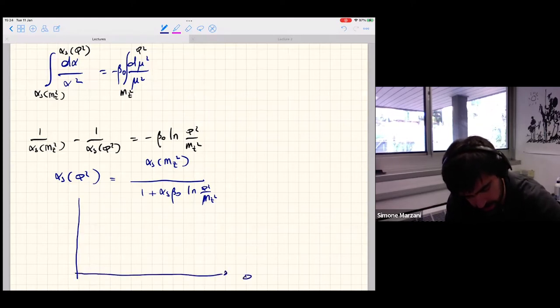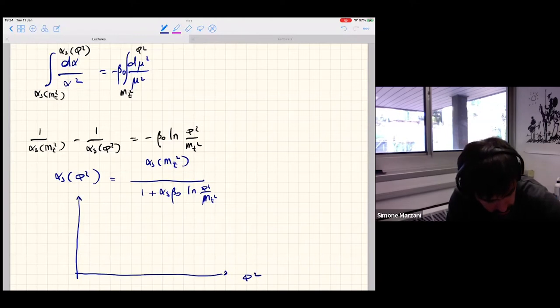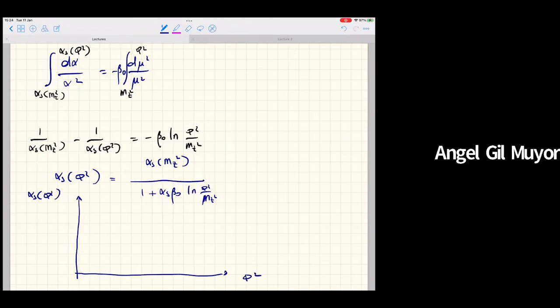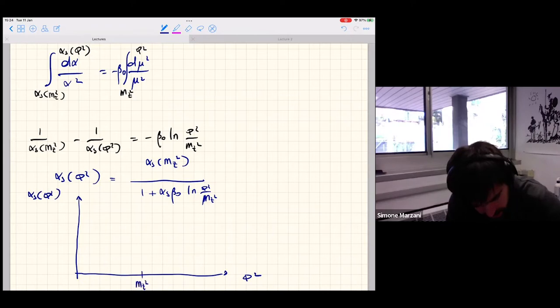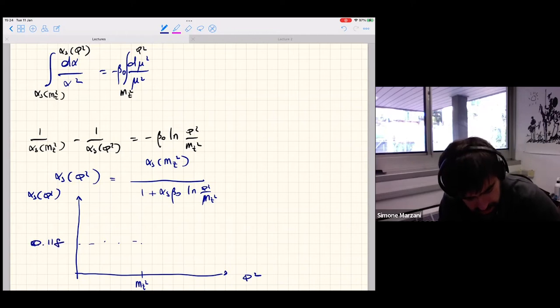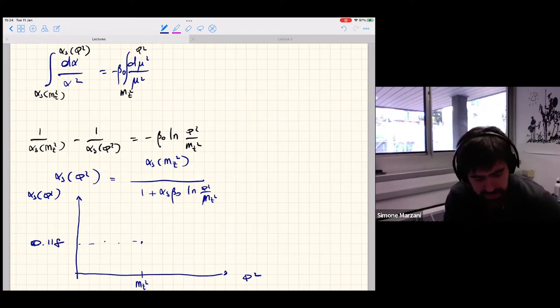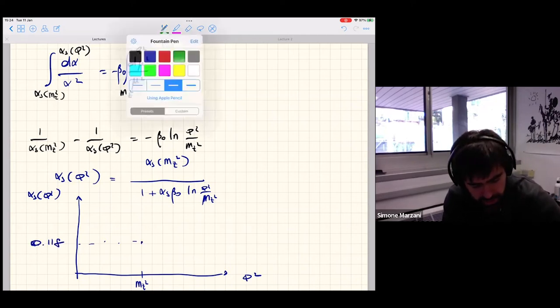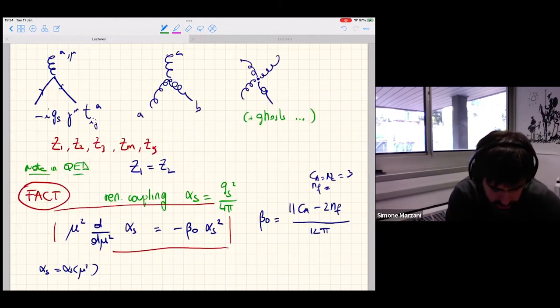Now we plot this function as a function of Q squared. Here I have mZ. I pick it as a reference scale because I know alpha s at mZ. So alpha s at mZ is equal to 0.118. And then I can plot this function. First of all, let's notice that it's a decreasing function of the scale because beta naught is positive in QCD, so minus beta naught is negative.